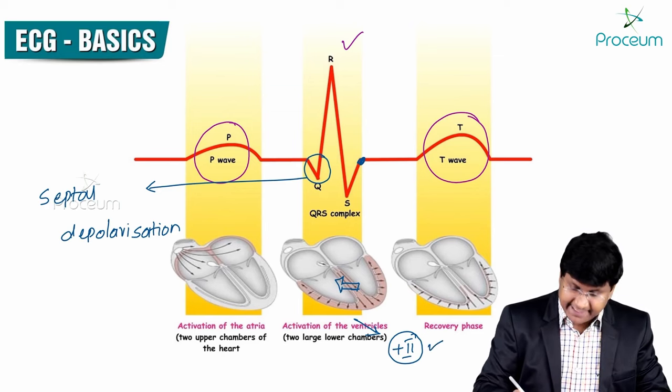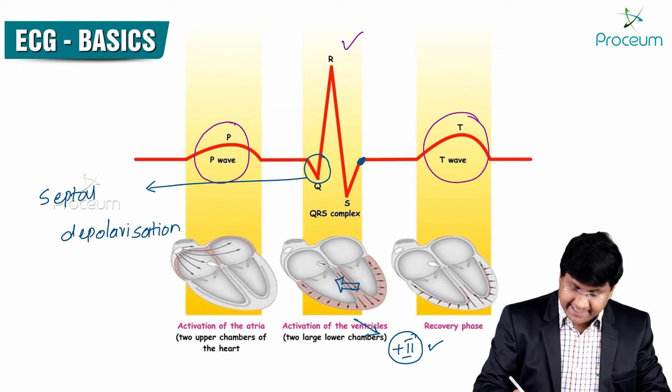Right. Now, after having discussed the normal ECG complex, let me discuss in detail the ECG paper. So, this is the ECG paper. You have some horizontal lines and vertical lines as well on the ECG paper. In the ECG paper, you have certain large boxes, and you have some small boxes. Now, what is this?